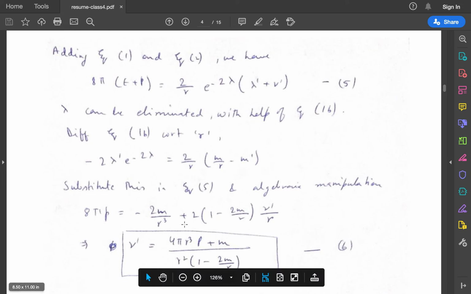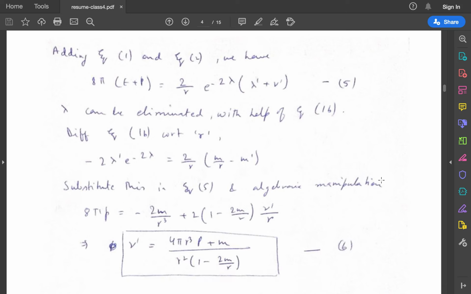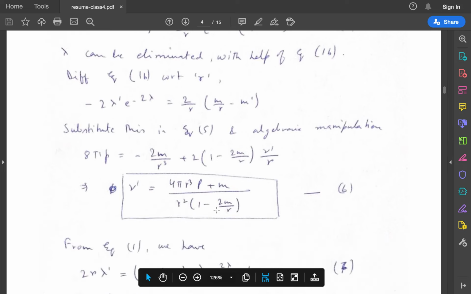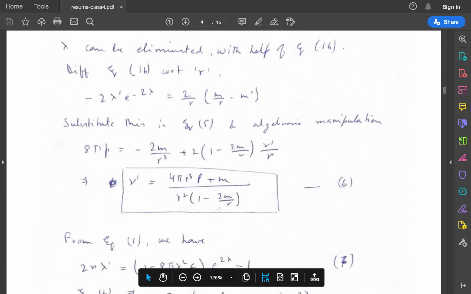Once we get this relation, I can solve for nu dash. Dash here means derivative with respect to r. Remember that everything is in terms of r, every coefficient varies with r, it is a function of r. So how nu dash changes with r is given by this formula, which is 4 pi r cube p, the pressure, plus m, the mass we have defined, divided by r square times 1 minus twice m by r. This is the coefficient you remember, and it also comes here again.